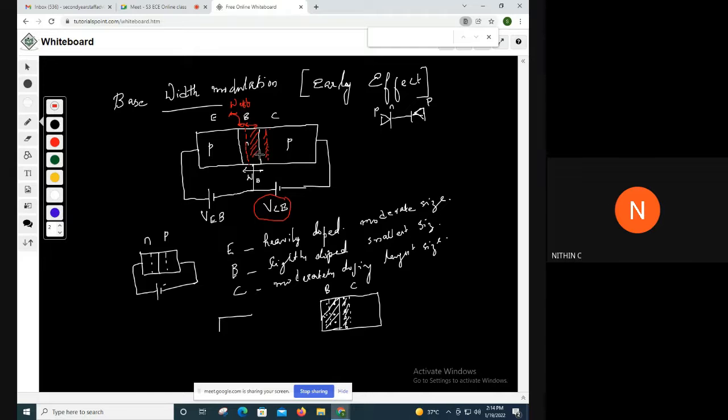So everything is related. Initially you say that we are applying a reverse bias voltage. When we apply reverse bias voltage, what happens to the depletion region? It will obviously increase. But in this case, we have different sized regions and differently doped regions. So the depletion region will obviously increase more, penetrate more into the lightly doped region. So what happens to the effective width of the base? Effective width of the base is decreased. That's what we call modulation, right?